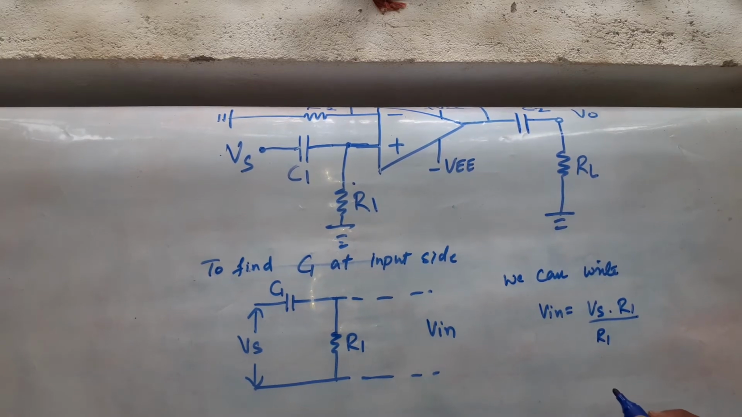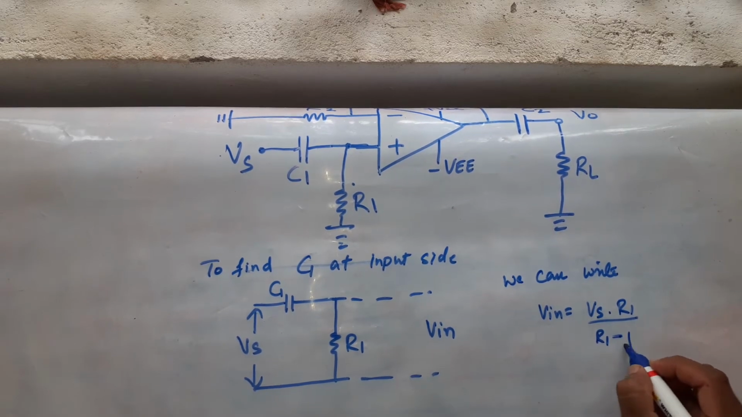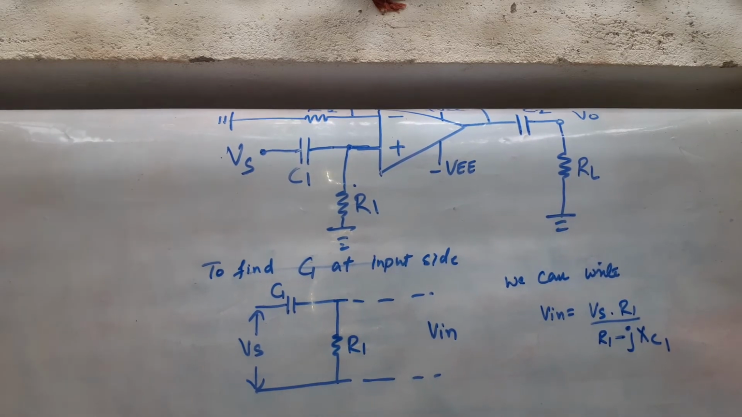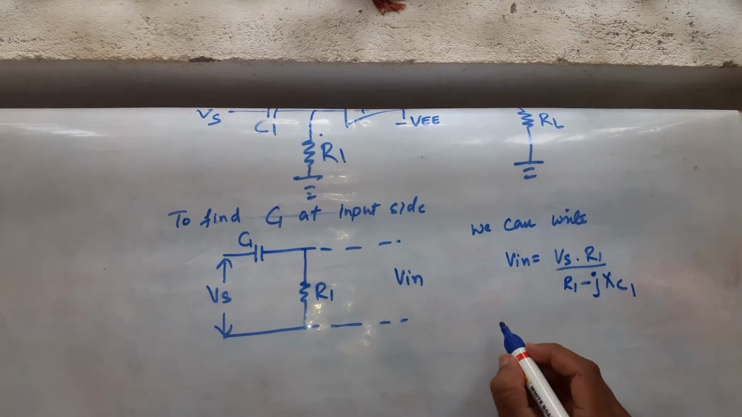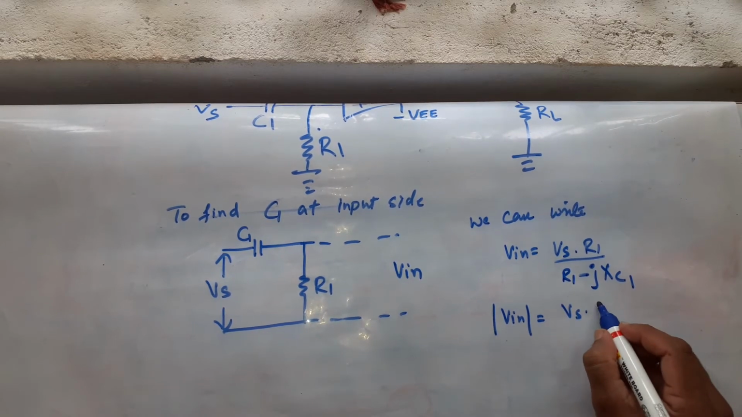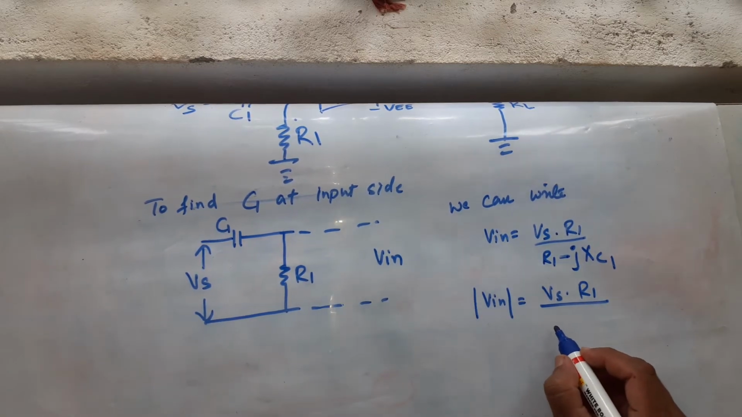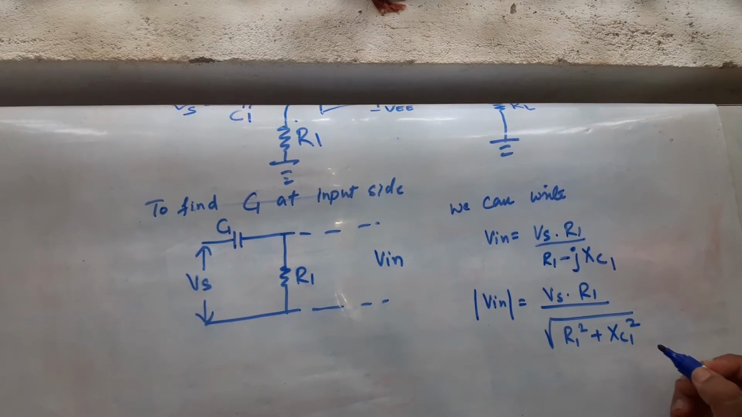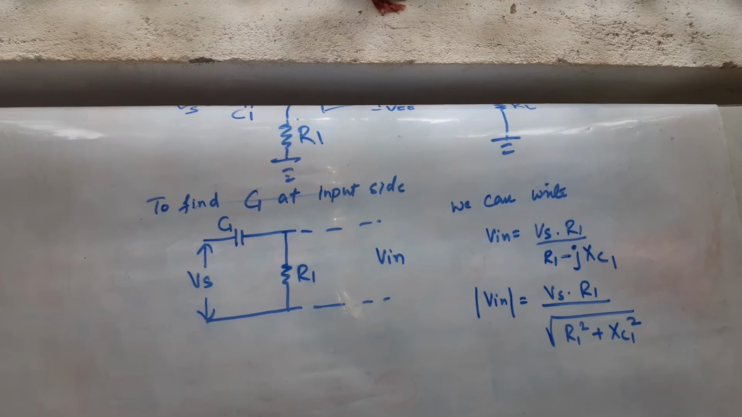How to write for capacitance? XC, right? XC plus XC or minus XC? You should write minus j XC1 because we have C1. So this is how you have to write. Now if we require only the magnitude for our simplification, I can write R1 squared plus XC1 squared, taking only the magnitude. This is what we require.